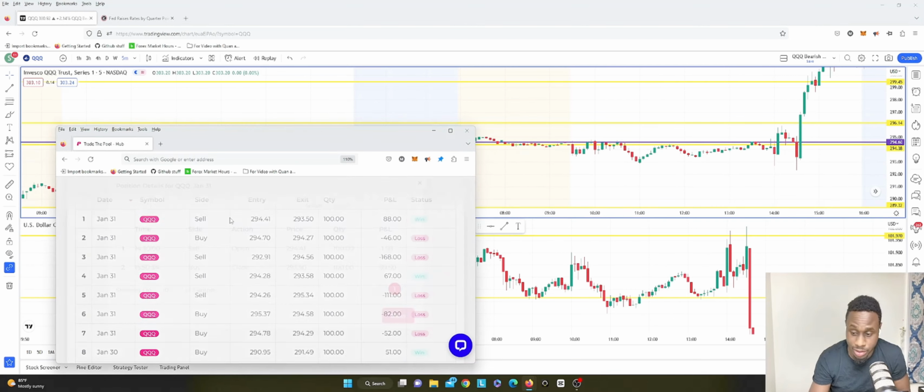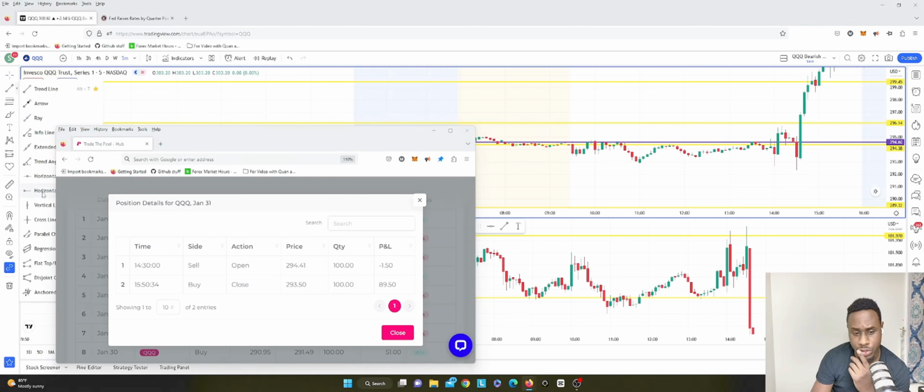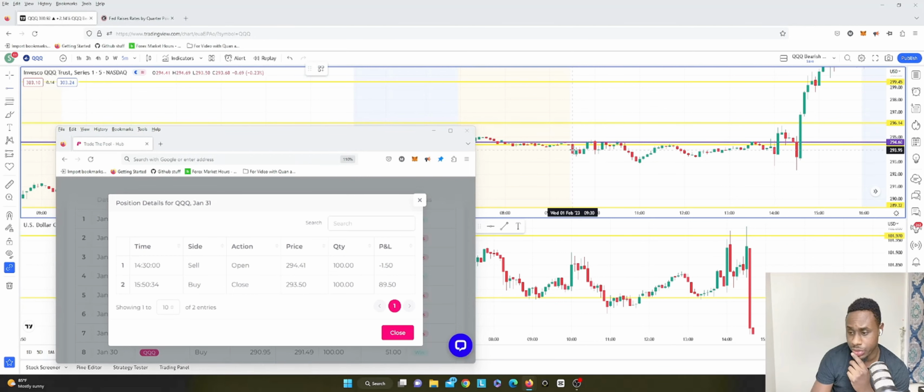So the first trade at 9:30, right here, we had a green candle. So it found a bottom here, 9:15. So I'm thinking it found a bottom, it's going to continue going up. So I went bearish, right? So on the first trade, I was bearish. Yes, first trade I was bearish at 9:30. I entered at 29441.